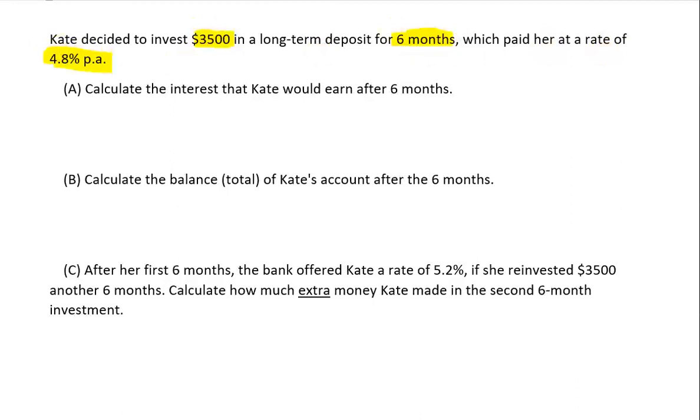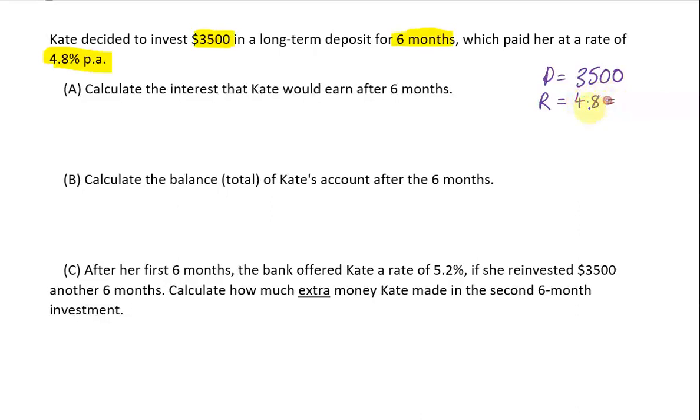And the first key thing to look at is that the interest rate is 4.8% per annum, and our time length, or the end value, is 6 months. Now this is in months, not years. We need that to be in years. So if we write our little list over here, principal is 3,500. Our rate, R, is 4.8.